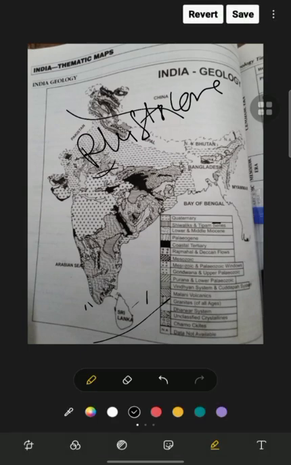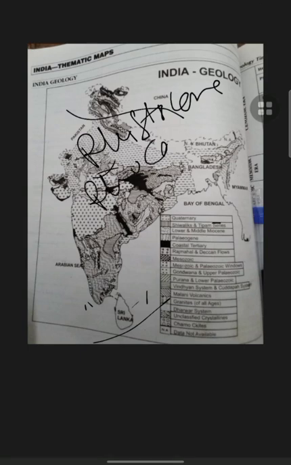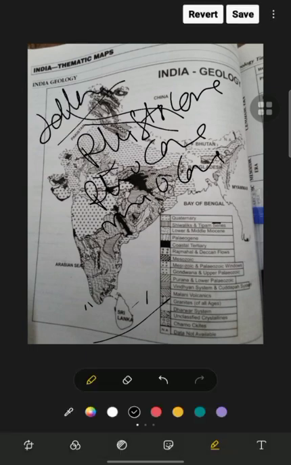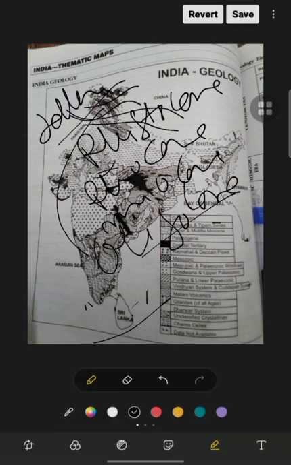Next is Pliocene and Miocene. We can see the Pliocene and Miocene. Both areas are in the Main Central Thrust. Here is the Main Central Thrust, the upliftment of the Lesser Himalaya. So the Lesser Himalaya is the Pliocene and Miocene. Now the Oligocene and Eocene. The Oligocene is the upliftment of the Central Himalaya. This part is the Oligocene, and that is Eocene also.